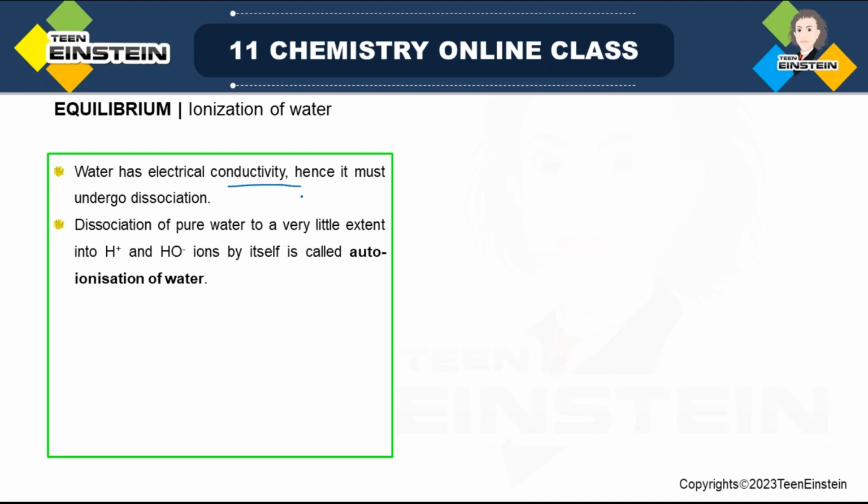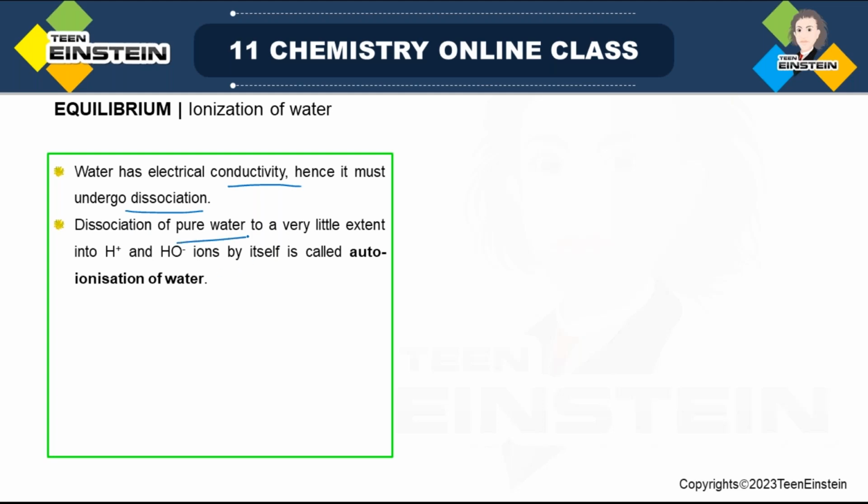Water has electrical conductivity. That means there must be some cation and anion. And how is the presence of cation and anion possible? Only if there is some dissociation. Even if it is a very small percentage, there is still some dissociation of water molecules, producing the cation H+ and the anion HO-. Only then can it show some electrical conductivity. So electrical conductivity proves there is some dissociation of H2O molecules.